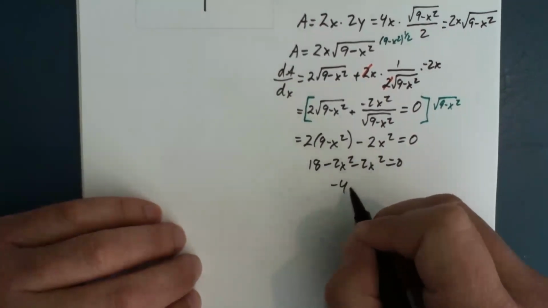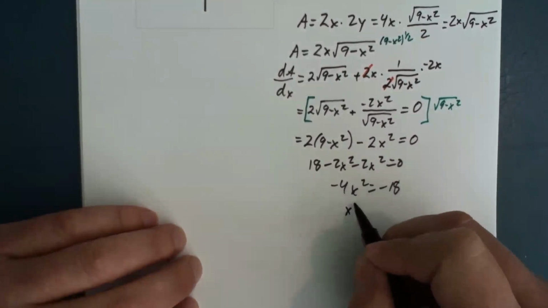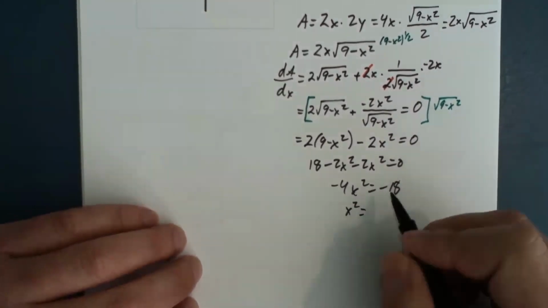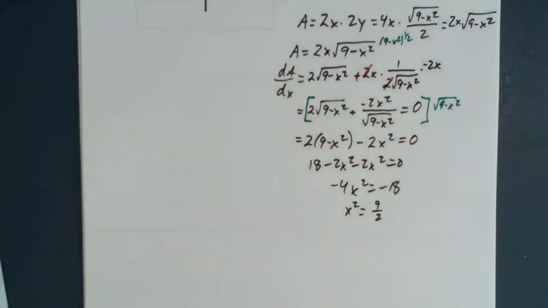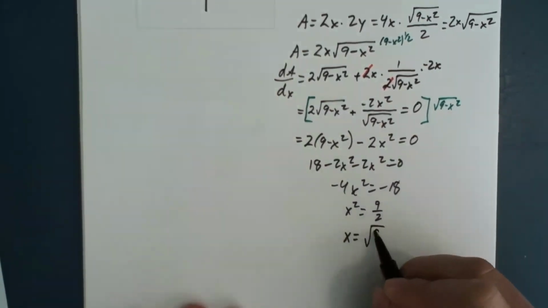So that's going to be negative 4x squared equals negative 18, which means x squared is going to equal, when I divide, the negatives go away, I'm going to end up with 9/2. Which means x is the square root of 9/2.